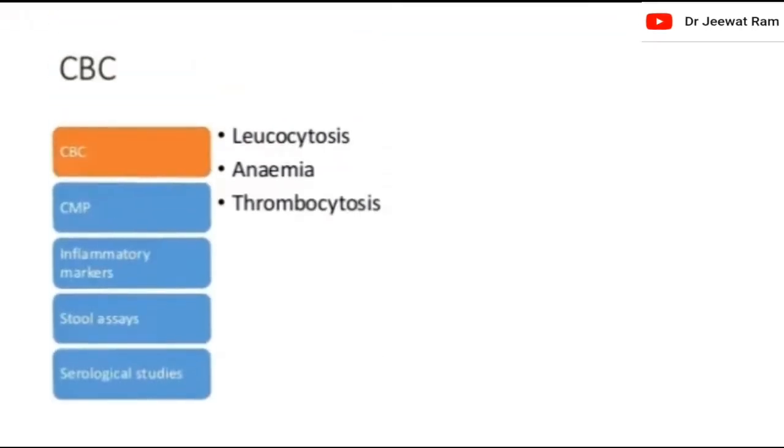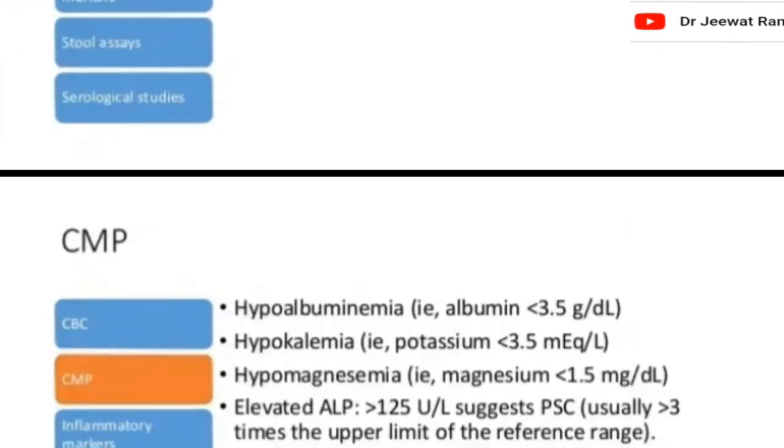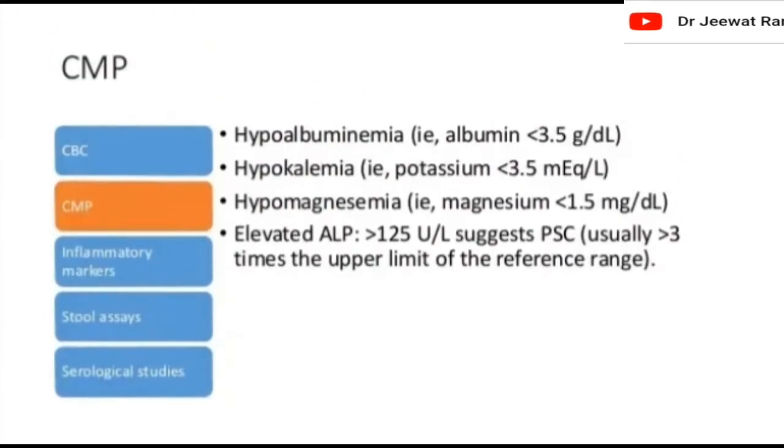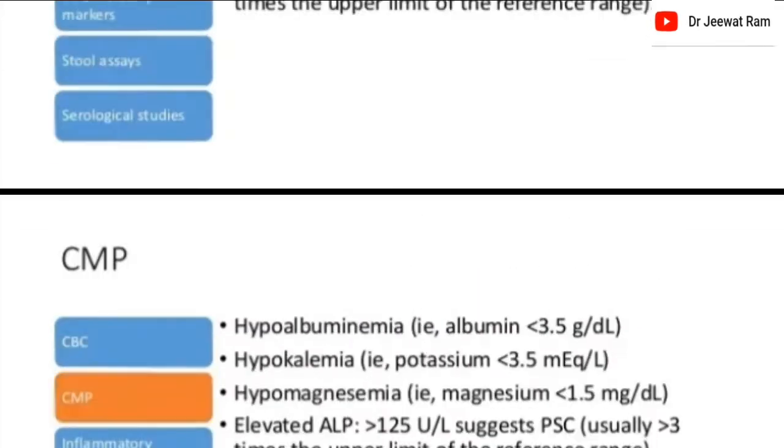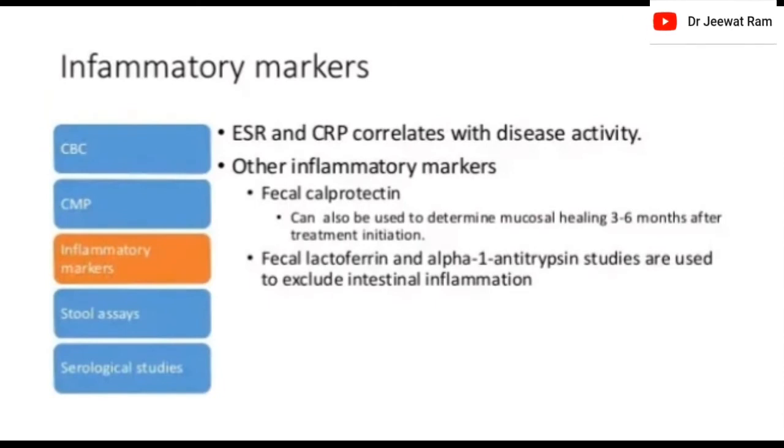Complete blood count in ulcerative colitis shows leukocytosis, anemia, and thrombocytosis. CMP shows hypoalbuminemia, albumin less than 3.5 grams per deciliter, hypokalemia, potassium less than 3.5 milliequivalents per liter, and hypomagnesemia, magnesium less than 1.5 milligrams per deciliter. Elevated ALP suggests PSC, usually greater than 3 times the upper limit of the reference range. Inflammatory markers: ESR and CRP correlate with disease activity.